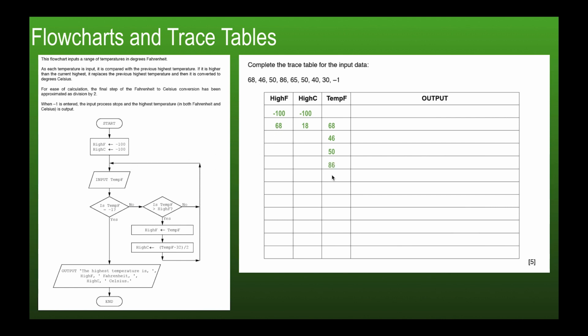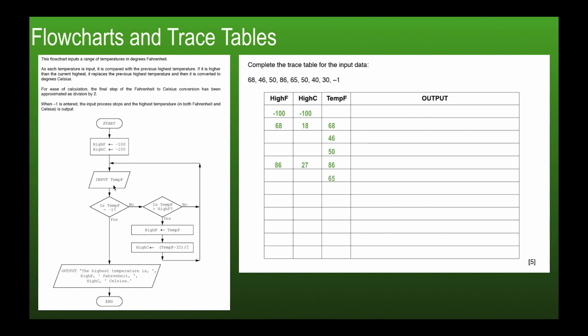Next input. Our next input is 86. Is 86 equal to -1? No. Is temp F higher than the high temp? So is 86 higher than 68? Actually, yes, it is. So high F will be written into by temp F. So we're going to assign high F the value of temp F, which is 86. High C will then become temp F minus 32 divided by 2, which is 27. And we continue to loop around again.